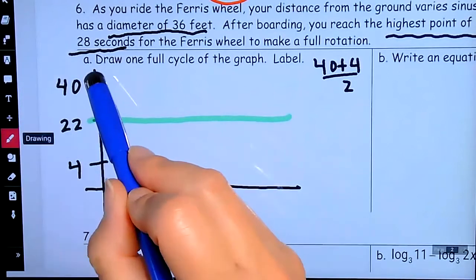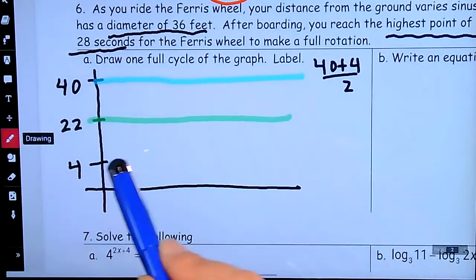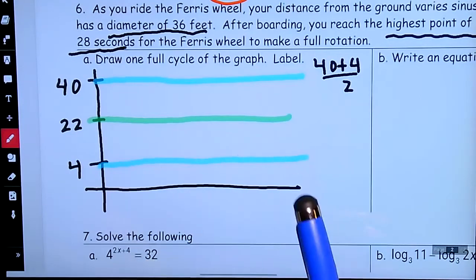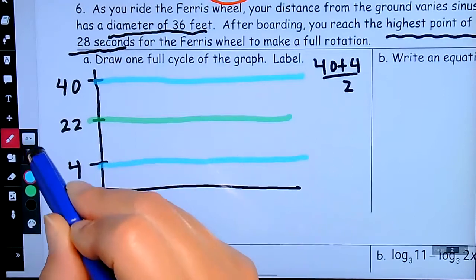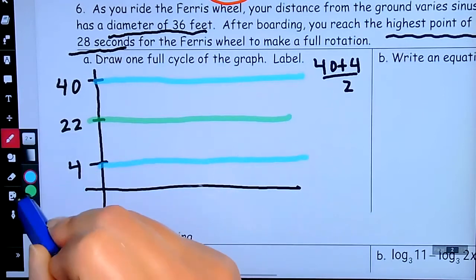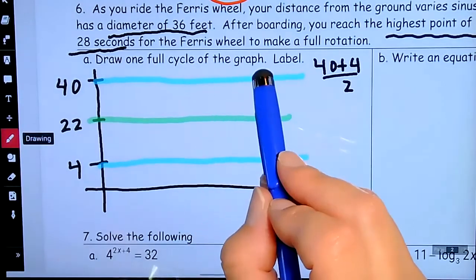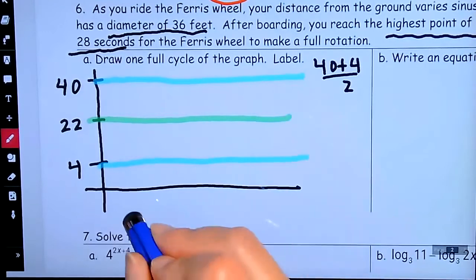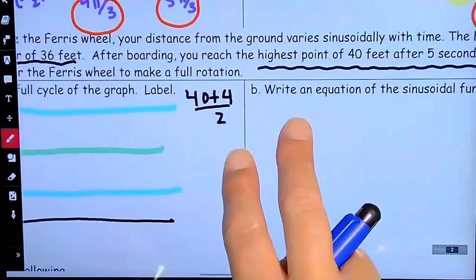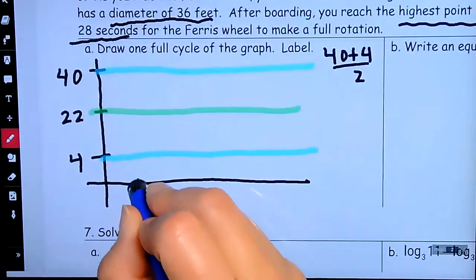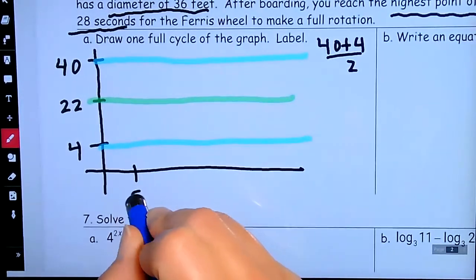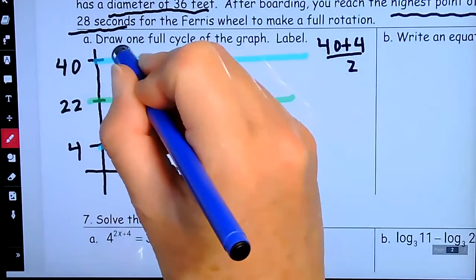My highs, again, are going to be at 40. My lows are going to be at 4. Now, they tell us that our high occurred at 5 seconds, right? It was at 40. So I'm going to put 5 here, and I'm going to have a point up at 40.